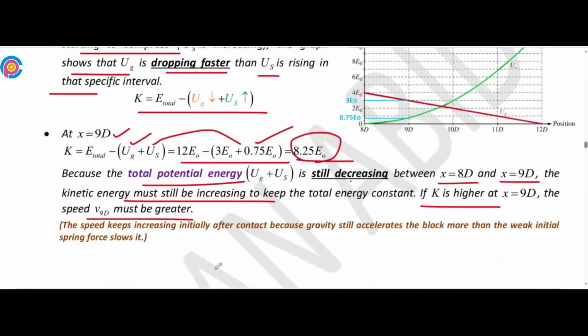Now purely in terms of physics, the speed keeps increasing initially after the contact because gravity is still accelerating the block more than the weak initial spring force that is going to slow it. So gravity is still dominant here. That's why the speed is increasing.